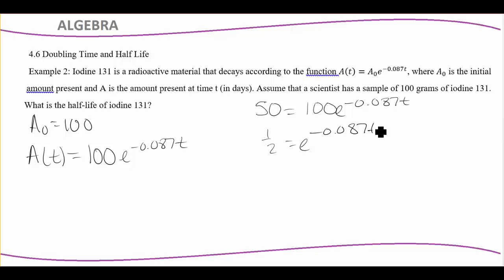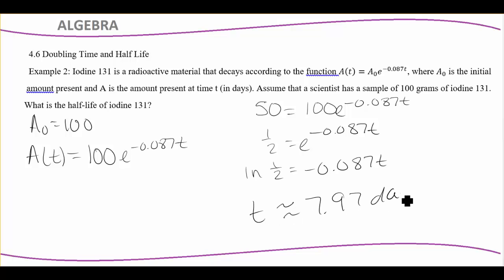And we're going to take the natural log of both sides to get rid of base e. Natural log of 1/2 equals negative 0.087t. And then we're going to divide both sides by negative 0.087. And we're going to get t is approximately 7.97 days. So the half-life of iodine-131 is 7.97 days.